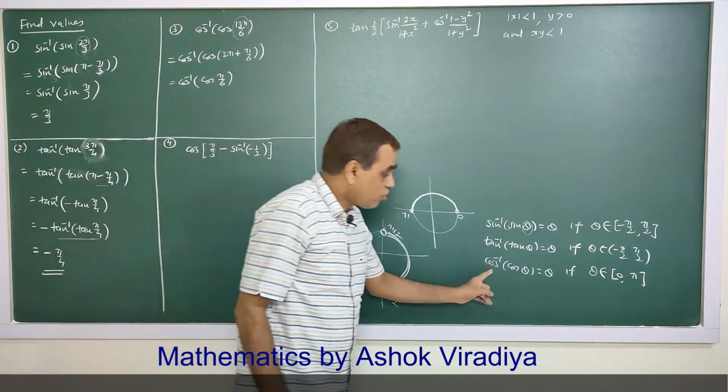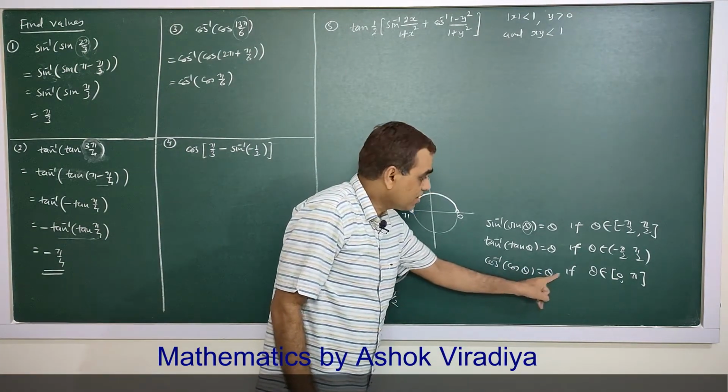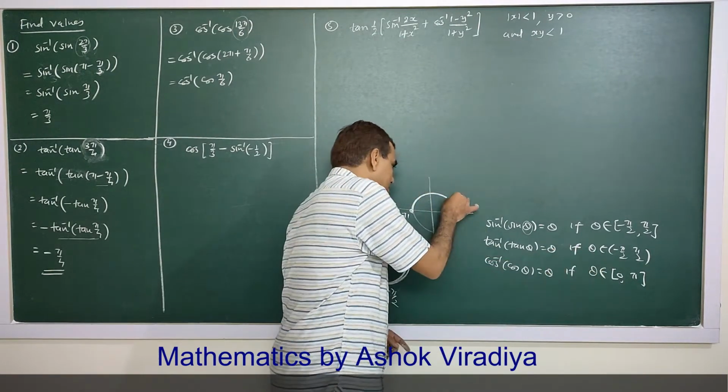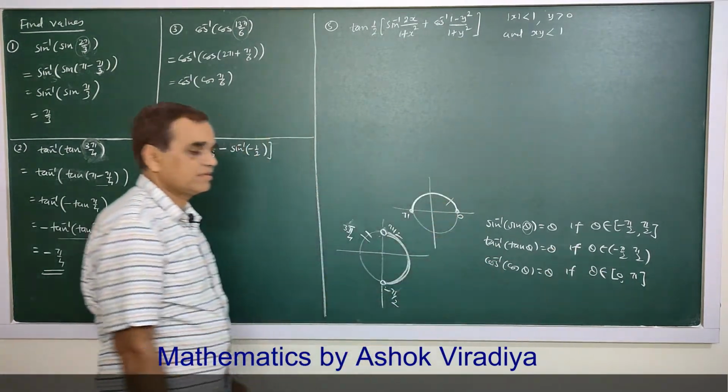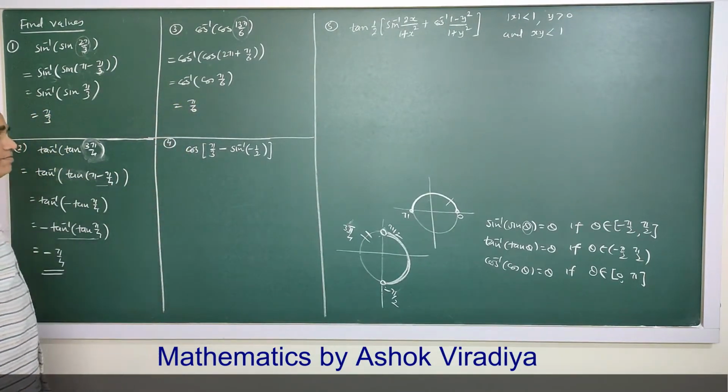Now cos inverse cos pi by 6 is pi by 6, because pi by 6 is in 0 to pi. Pi by 6 is here. So it is equal to pi by 6.